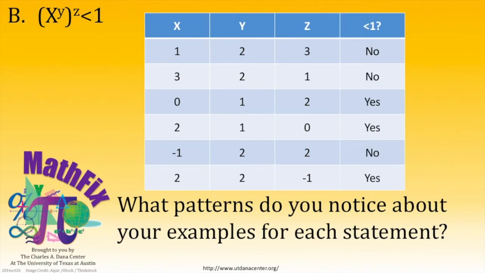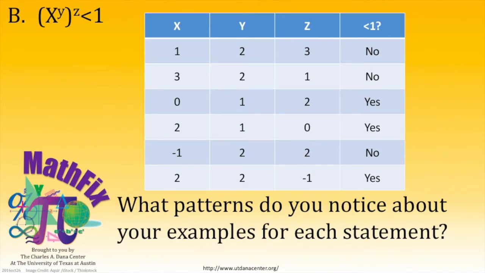On our second statement here, we have x to the y to the z is less than 1. Well, this is a little bit harder. So we're going back to that 1, 2, 3 example. Of course, again, it's no. And then pretty much the opposite, using some of the same numbers as whether it's larger or now smaller than 1 from our first chart.